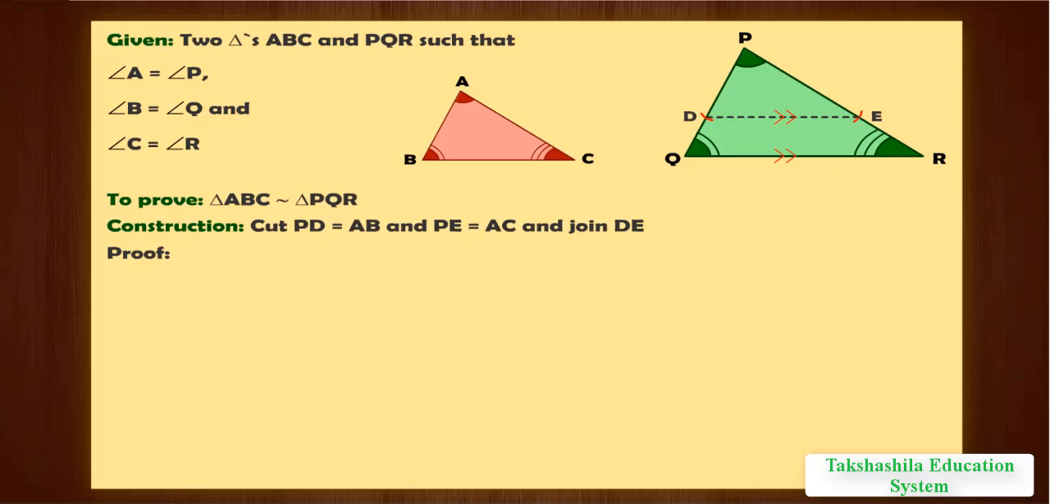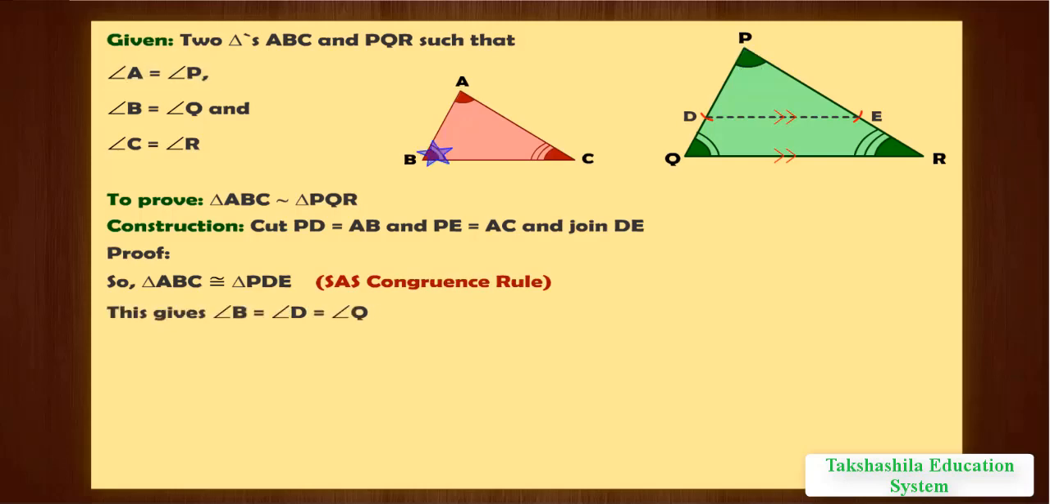Let us start the proof. Triangle ABC is congruent to triangle PDE by the SAS congruence rule, as AB is equal to PD and AC is equal to PE by construction, and angle A is equal to angle P, it is given. This gives angle B is equal to angle D is equal to angle Q. Therefore, DE is parallel to QR, as corresponding angles, angle D is equal to angle Q and angle E is equal to angle R.